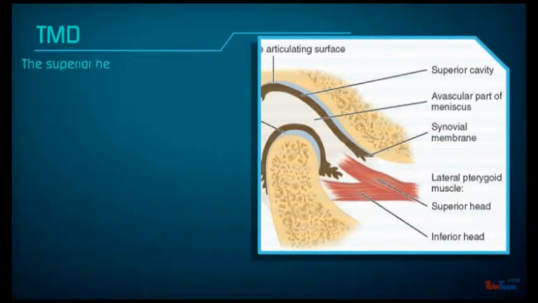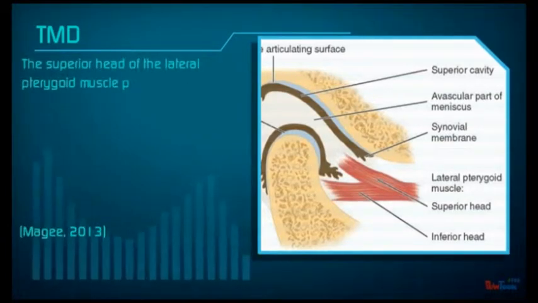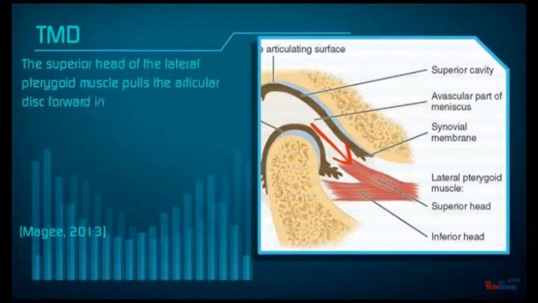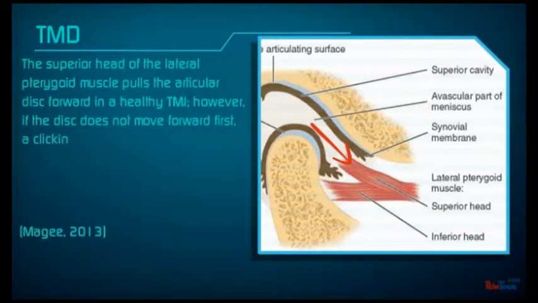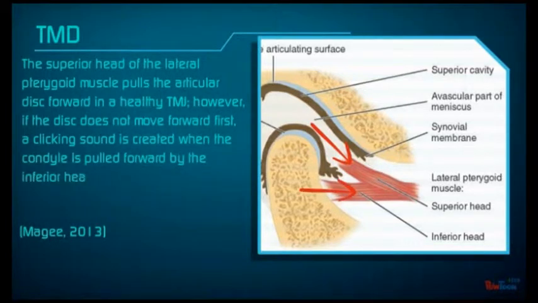The superior head of the lateral pterygoid muscle pulls the articular disc forward in a healthy TMJ. However, if the disc does not move forward first, a clicking sound is created when the condyle is pulled forward by the inferior head of the lateral pterygoid muscle and rides over the disc.